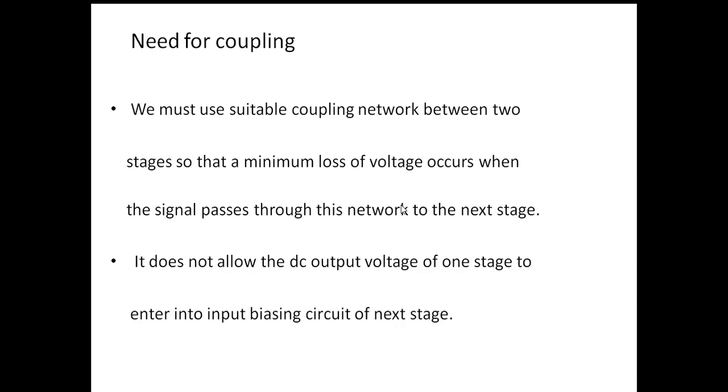This is very important when we are taking the coupling network. It does not allow the DC output voltage of one stage to enter into the input biasing circuit of the next stage. Since we are discussing small signal amplifiers, it deals with only AC. So the DC signal will not enter from one stage to another stage. This is very, very important. For these two reasons, we need to select an exact coupling network.